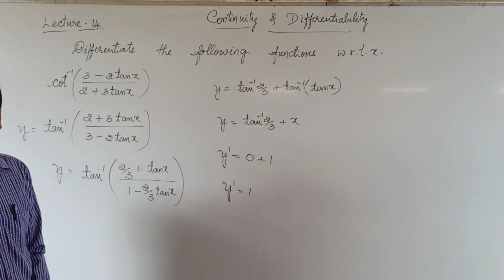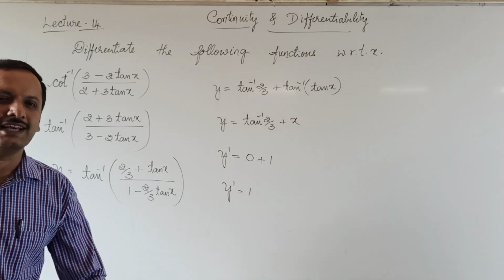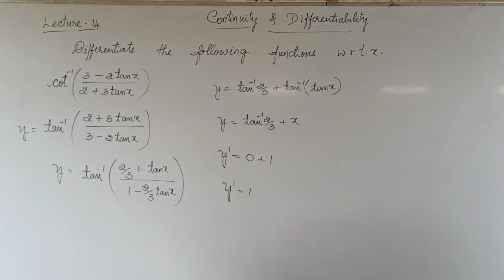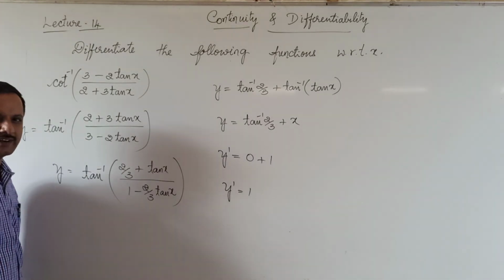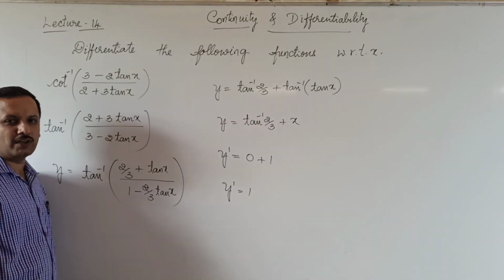Sir, when you explain that we understand, but how do we realize that we should divide by 3 only? Why not any other number? There are so many other real numbers also, but you choose 3 only.